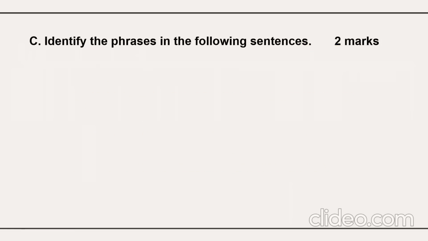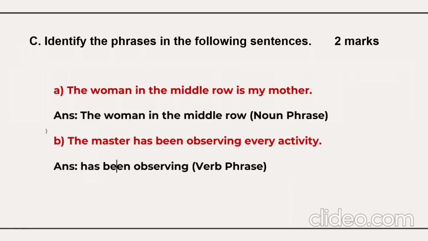Then you have here phrases. You need to identify the phrases here. Like which phrase in the sentence you have here? Is it a noun phrase or a verb phrase? The woman in the middle row is my mother. So the woman in the middle row is the noun phrase. Here you need to find out your verb phrase. The master has been observing. So ing form will be the verb phrase. 2 marks question. So you can watch my video even on phrase and the clause also.